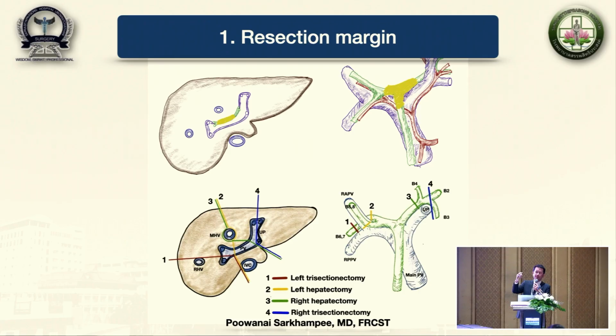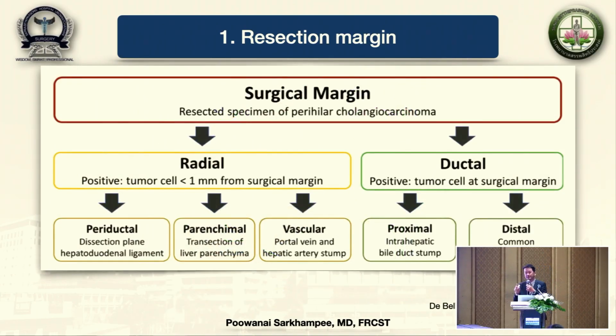When you decide to perform resection of perihilar cholangiocarcinoma, there are 2 resection margins: distal margin, okay? Just like Professor Ibata said, if the tumor extends to the pancreas, you need pancreatoduodenectomy plus, okay? And proximal margins. Margins divide into 2 types, radial margins and ductal margins. Ductal margins mean that the tumor spreads along the duct. And radial margins mean that the tumor spreads extending from the duct. Radial margin is periductal, parenchymal, and vascular. And ductal margin is proximal and distal.